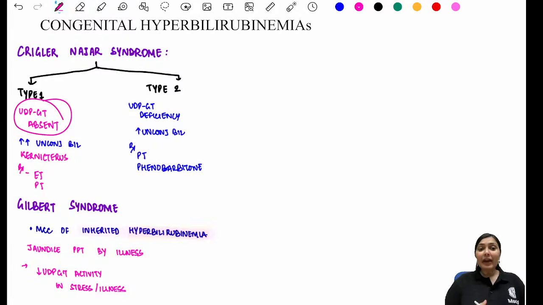On the other hand, we have type 2 Crigler-Najjar, where I have this enzyme, but it is deficient. So again, I'm going to have increased levels of unconjugated bilirubin requiring therapy, but it won't be as high as type 1. Then we have Gilbert syndrome. It is actually the most common cause of inherited hyperbilirubinemia. Here, it is precipitated by any illness, so there is a decrease in this enzyme activity with illness, stress. This is Gilbert syndrome.